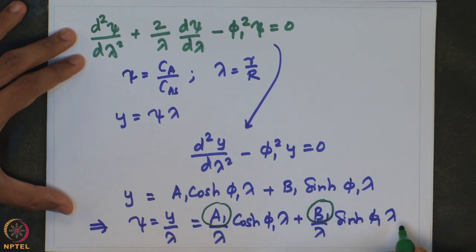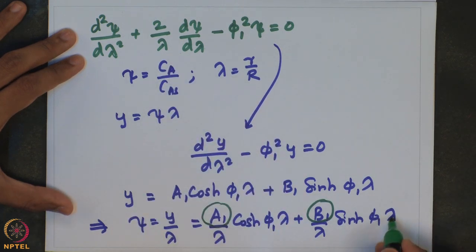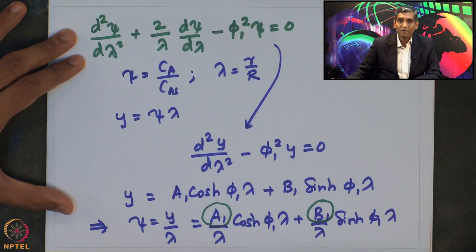So, now we need to find these constants to get the final expression where we can find psi, which is the ratio of the concentration, as a function of position, which is represented by this quantity lambda. So, let us find a1 and b1. How do we find a1 and b1? For that we need to use the boundary conditions. Let us first look at the first boundary condition we want to use.